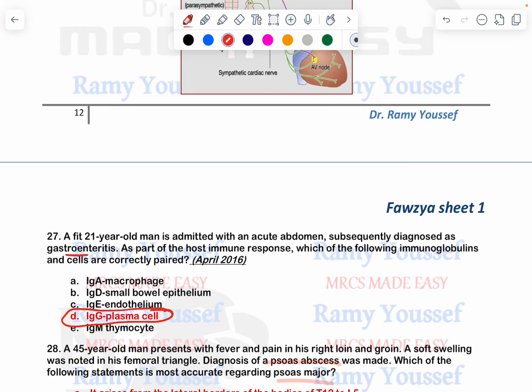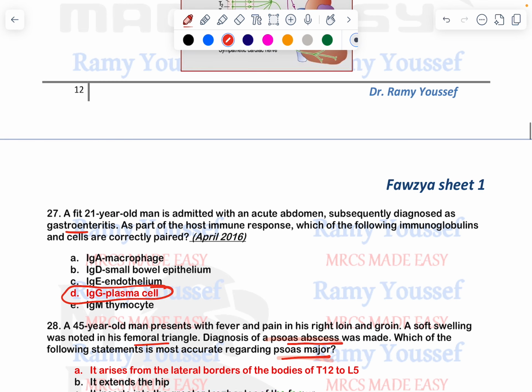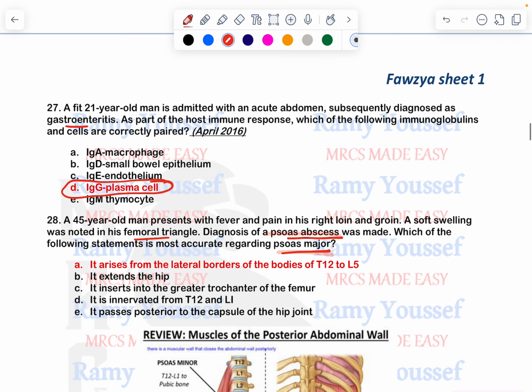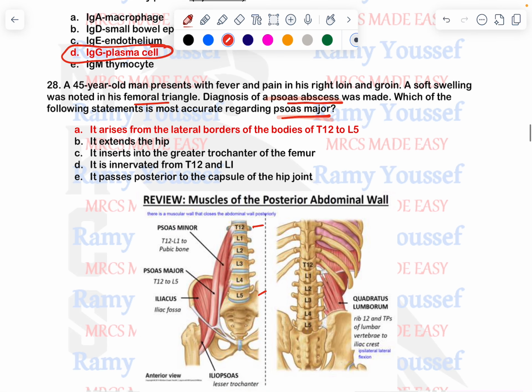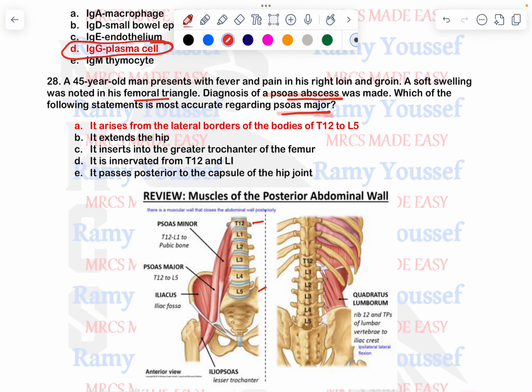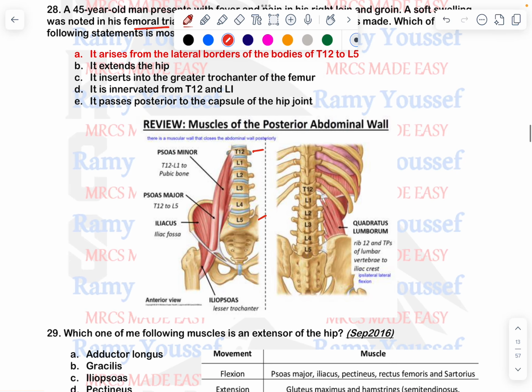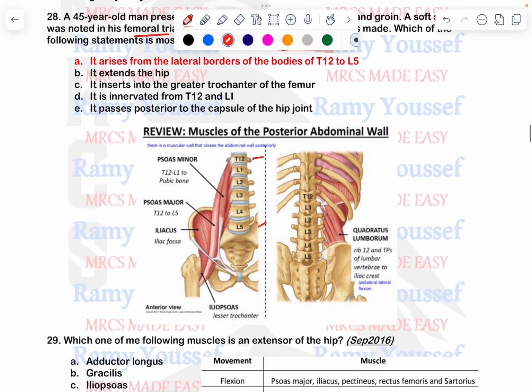A 45-year-old man presents with a fever and pain in the right groin and soft swelling noted in the femoral triangle. Diagnosis psoas abscess. Which of the following statements is accurate regarding psoas major? It arises from the bodies of the spinal vertebrae T12 to L5 and inserts on the lesser trochanter. So this is T12 to L5, psoas major, psoas minor, and inserts. Which of the following muscles is an extensor of the hip?